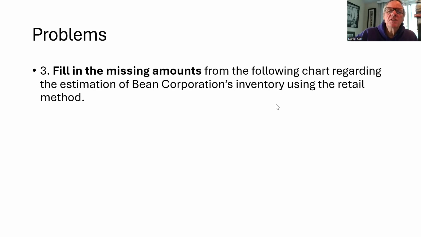Question number 3, this is the one where you have to estimate the value of the inventory. So what you need to do is, I believe it's under the retail method, you've got to fill in the missing numbers from the chart. And if you fill in the missing numbers from the chart, I will have seen that you've done the work necessary to come up with the estimated value of the ending inventory under the retail method. So here you have to complete the template, and by completing the template, you will actually show your work.